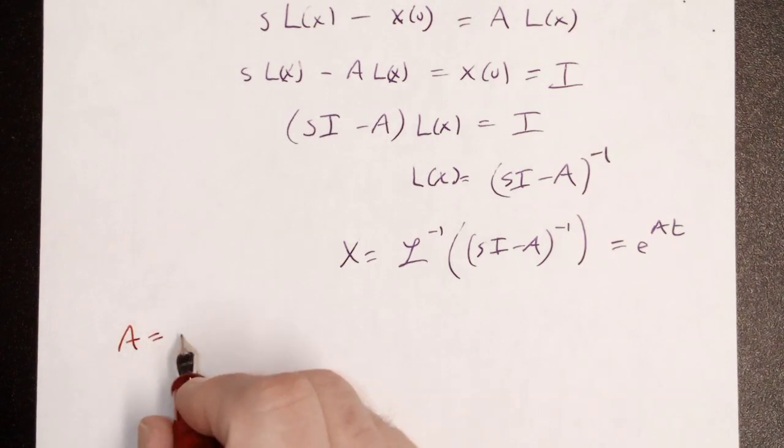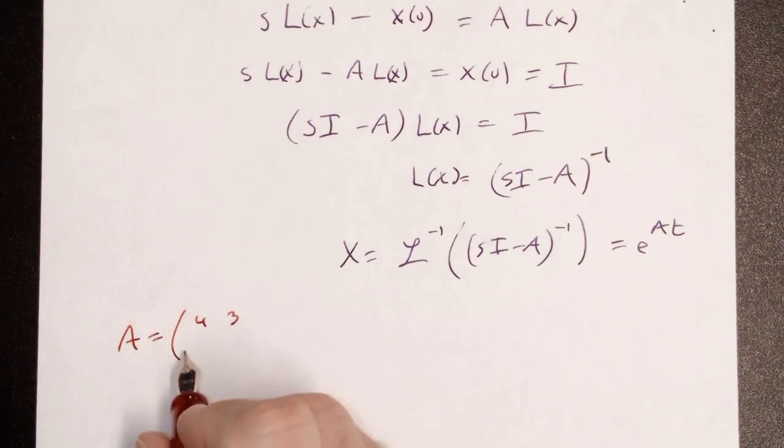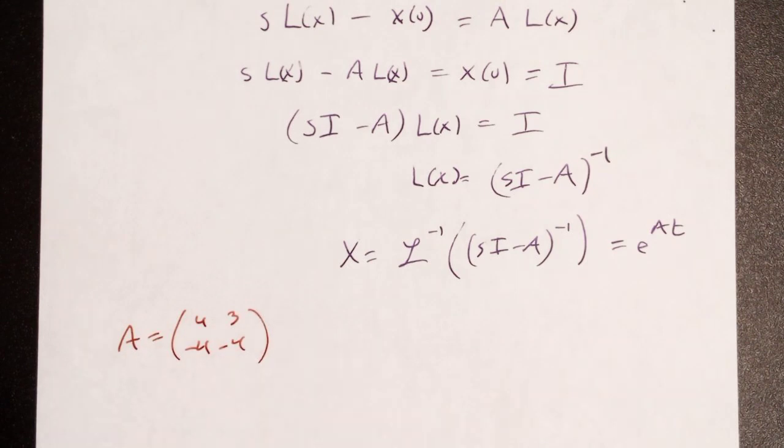A equals the matrix 4, 3, -4, -4. I would like you to take this matrix and raise it to the second, third, fourth power.